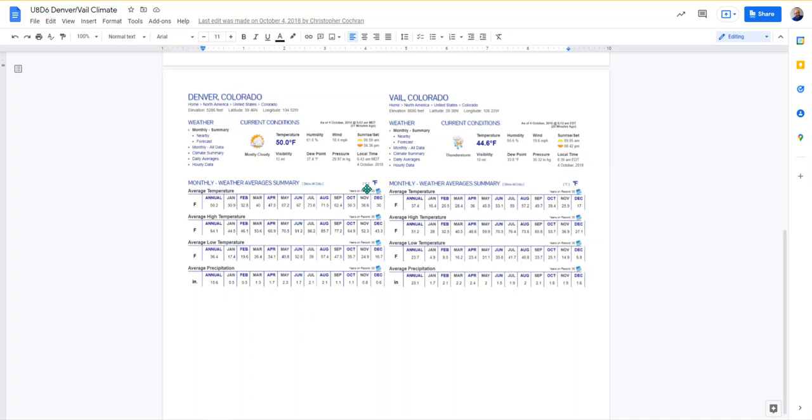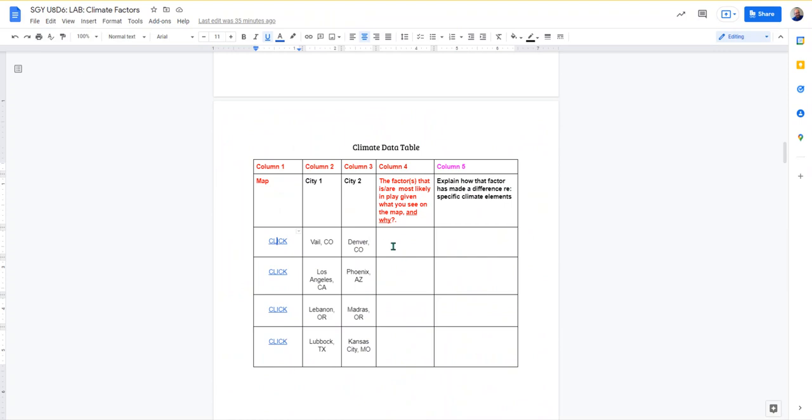But let's take a look then at our table, and let's fill in the data in our lab. So for this one, what are the factors that could contribute to this difference in climate between these two? And the answer is elevation. Now specifically, what do you mean by that? In column 5 here, here's where you explain that difference, and you're going to have to write a little bit. So here you would say something like, Vail is at a higher elevation, resulting in lower annual temperatures.